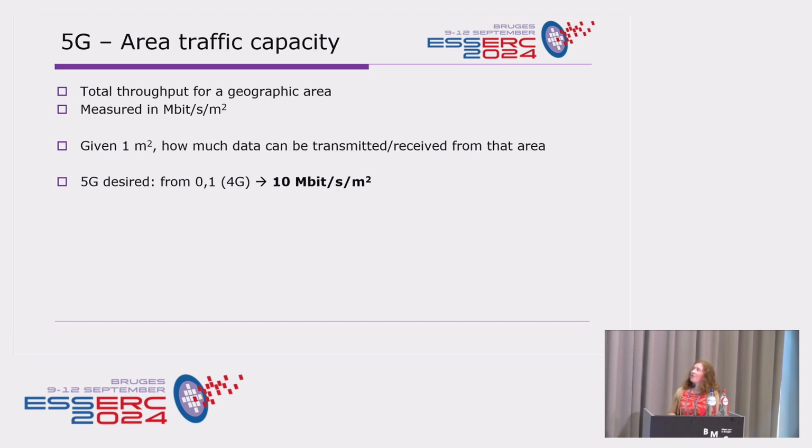Then the next one, which I found a nice example for, is the area traffic capacity. It's the total throughput that we have through a geographical area, and it's measured in megabit per second per square meter. So imagine a square meter and how much data we can send through that square meter. In 5G, we want to improve this by a factor of 100 and go to 10 megabit per second per square meter.